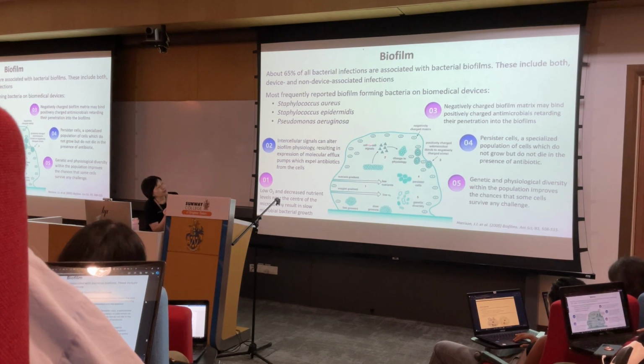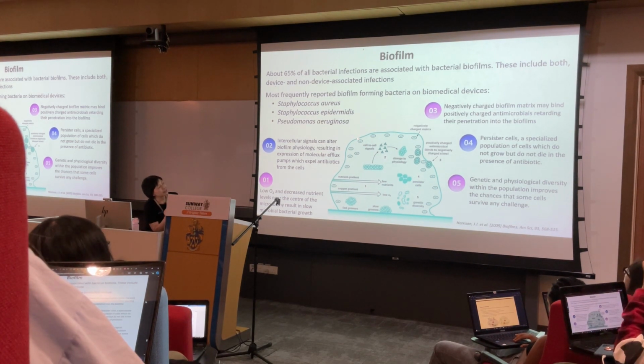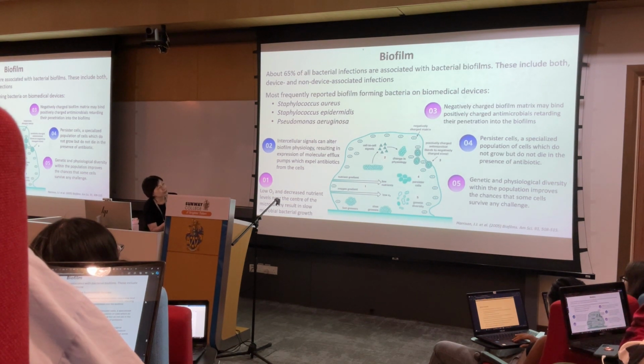The third one: the outside is considered more negatively charged, and if the antibiotic is also negatively charged, there is a repulsion. They repel each other, which stops or slows down the antibiotic from penetrating into the biofilm. Number 4, persistent cells.